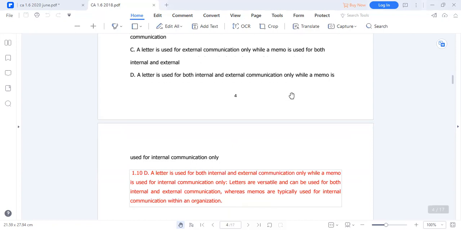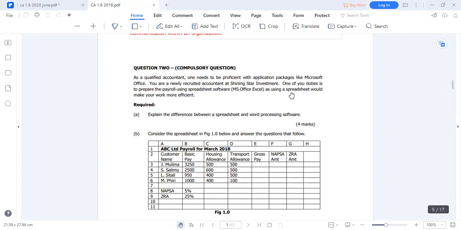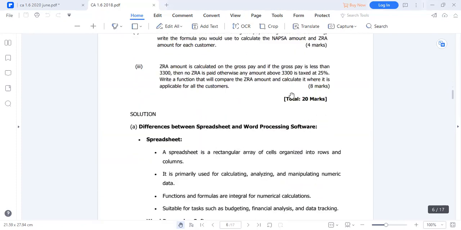Right. Question number 2 is Excel, and Excel here was compulsory. It's dangerous when it becomes compulsory. As a qualified accountant, one needs to be proficient with application packages like Microsoft Office. A newly recruited accountant has one of the duties to prepare a payroll spreadsheet using the data given. Explain the differences between a spreadsheet and word processing software.